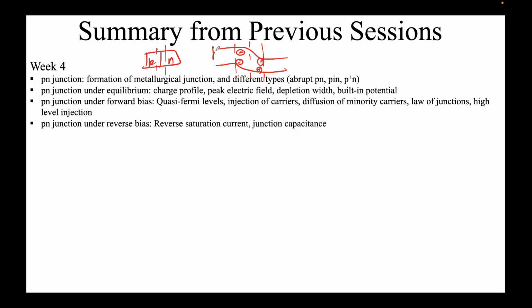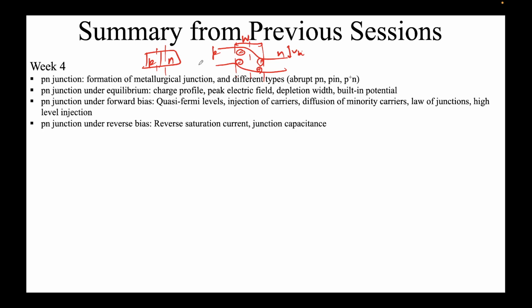This is a p-n junction. There are other flavors like pin. P plus n means p side is highly doped. Then we saw the p-n junction at equilibrium, which is the case in this case. We saw the charge profile, and you can see clearly that there will be electric field associated with the separation of charges, and consequently there will be a potential difference, which we called VBI, the built-in potential, right? The width of the depletion region is called the depletion width W.